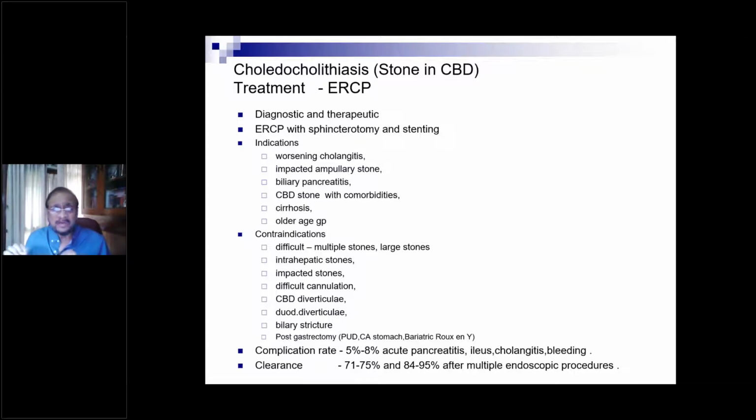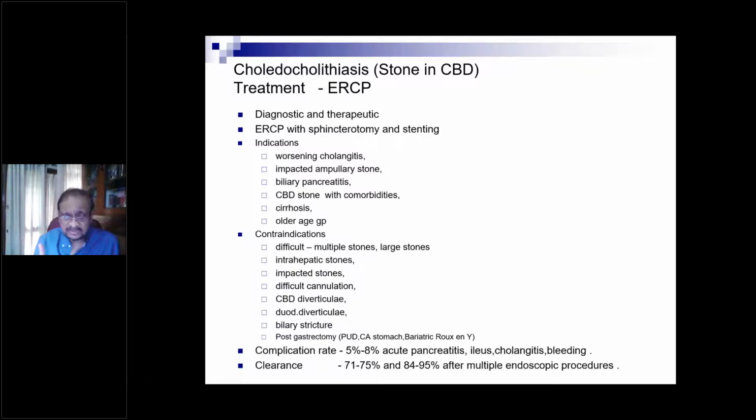Now, ERCP treatment, right? I said we'll talk in slight detail. It's diagnostic and therapeutic. It can be both diagnostic and help you inject the dye. It tells you everything you can see inside the CBD. And therapeutic basically means you can remove a stone. And when you remove the stone, always stent and do a sphincterotomy.